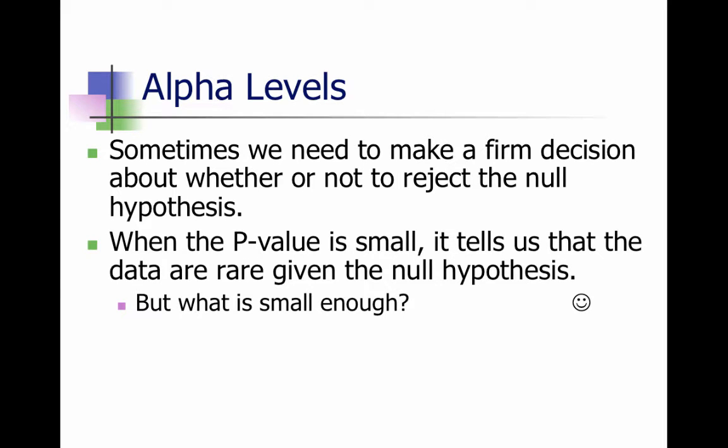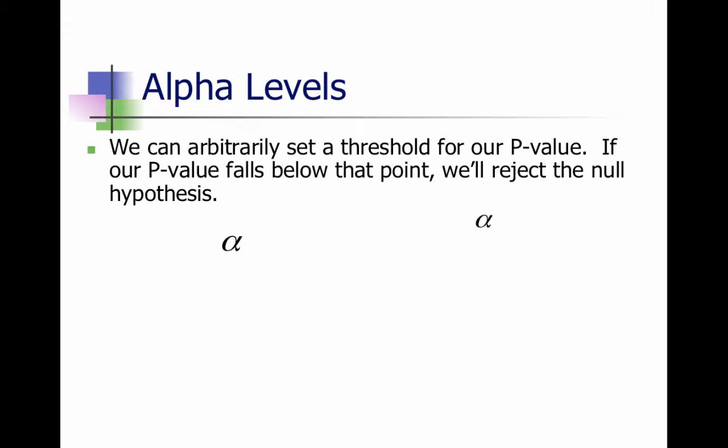When the p-value is small, it tells us that the data are rare given the null hypothesis. But again, what constitutes a small value? We can arbitrarily set a threshold for our p-value. If our p-value falls below that point, we would reject the null hypothesis. If it's above it, we would fail to reject. We call this threshold the alpha level, and it's the Greek letter alpha, which kind of looks like an A.